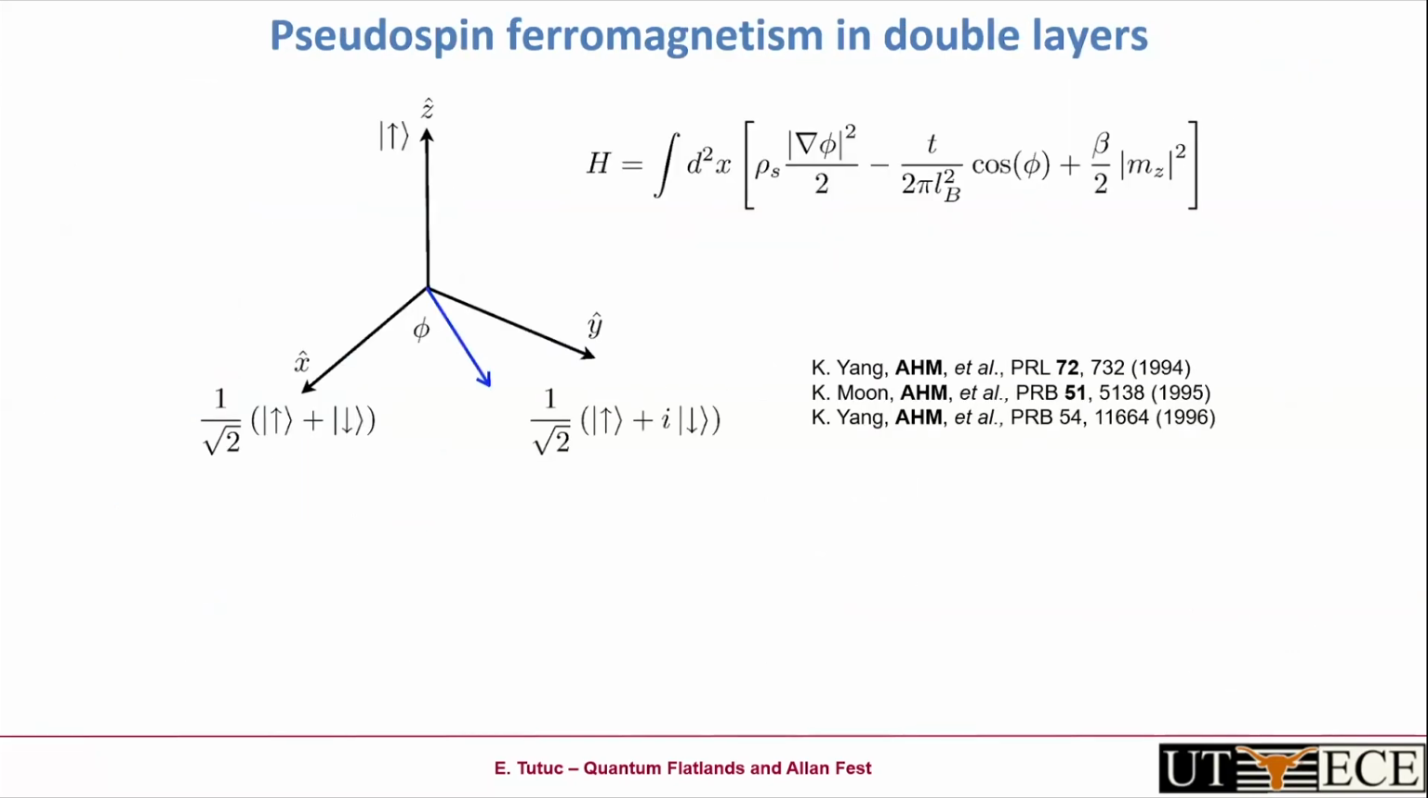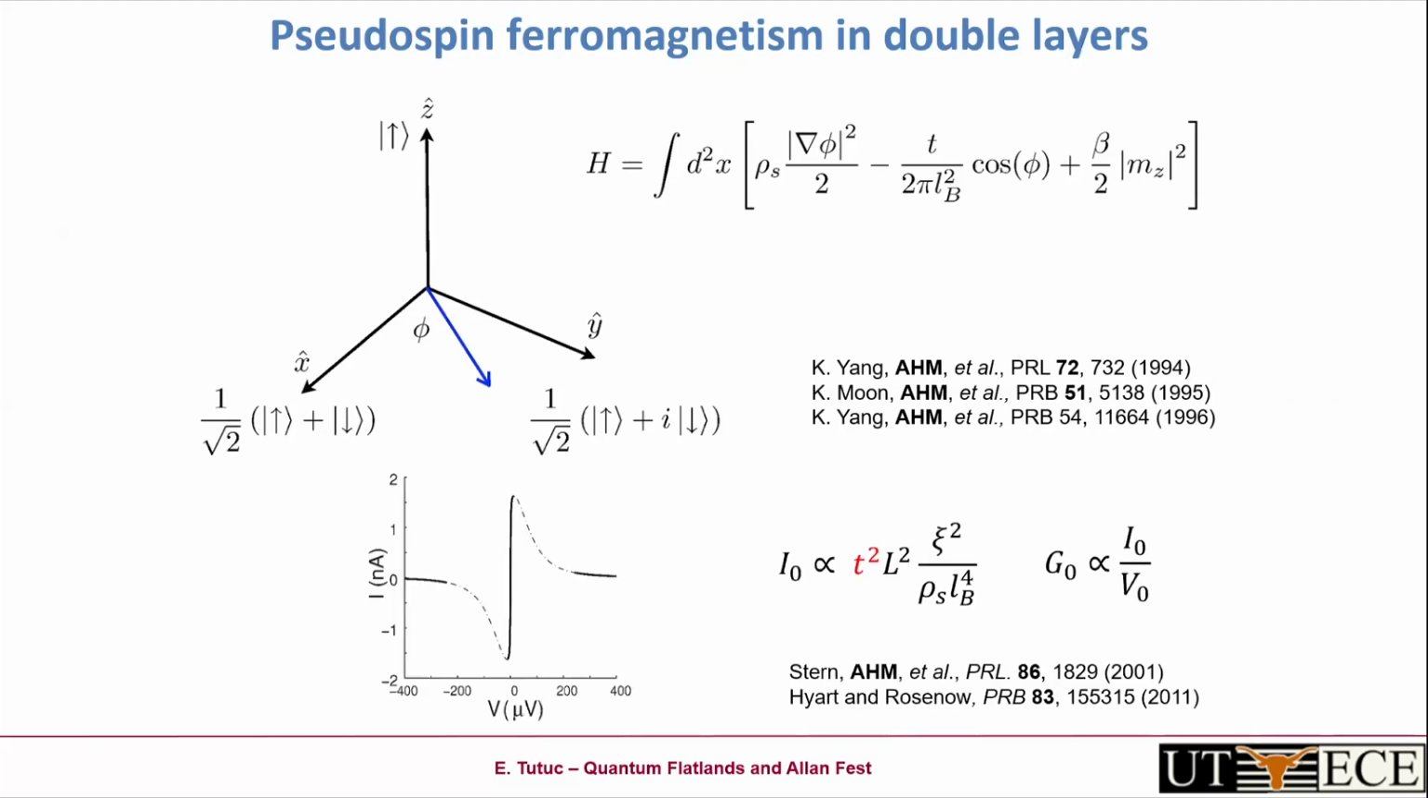This has been formalized very nicely with this pseudo-spin framework and ferromagnetism. In essence, coherent pairs. In this language, the top layer is pseudo-spin up and the bottom layer is pseudo-spin down, and the states are really linear combinations that live in this XY plane. And this U(1) symmetry is what ensures coherence.